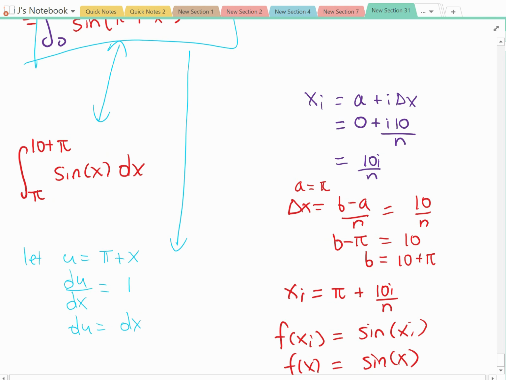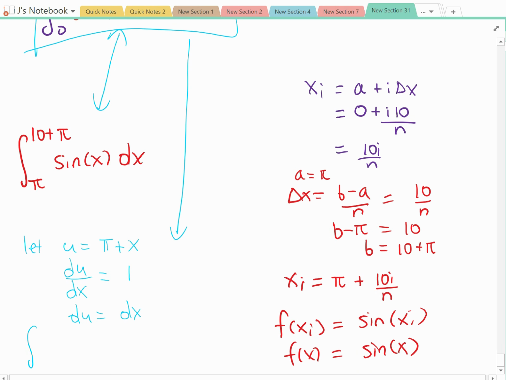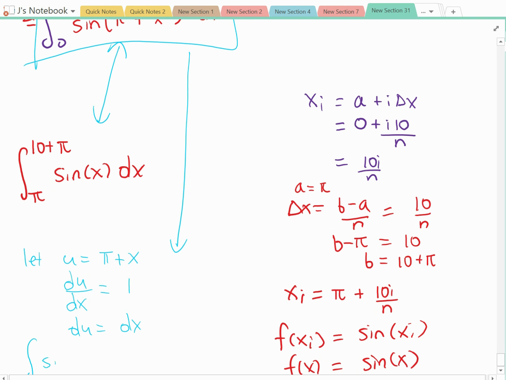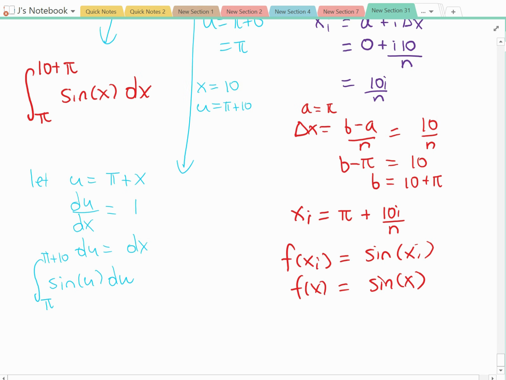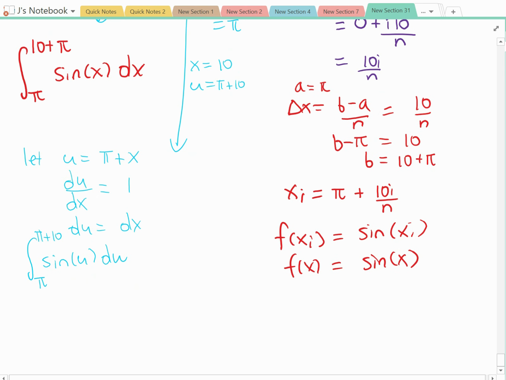That means our integral becomes an integral from new bound to new bound of the sine of u du. Let's find what the new bounds are. When x is equal to 0, u is equal to pi plus 0, so u is equal to pi. If x is equal to 10, u is equal to pi plus 10, so that's just pi plus 10. So our integral is the integral from pi to pi plus 10 of the sine of u du. That's exactly the same. This integral is the same as that one.